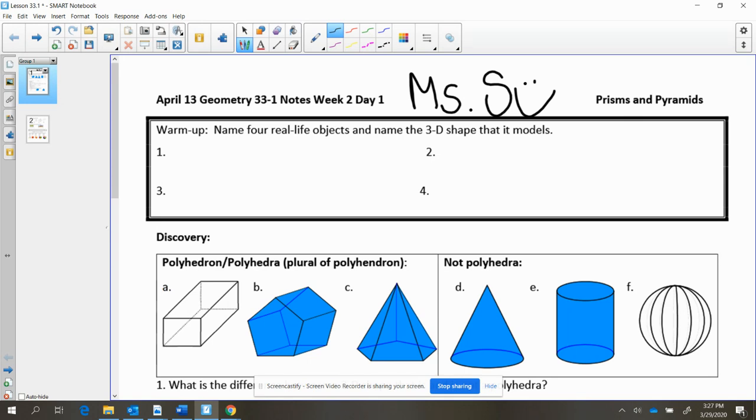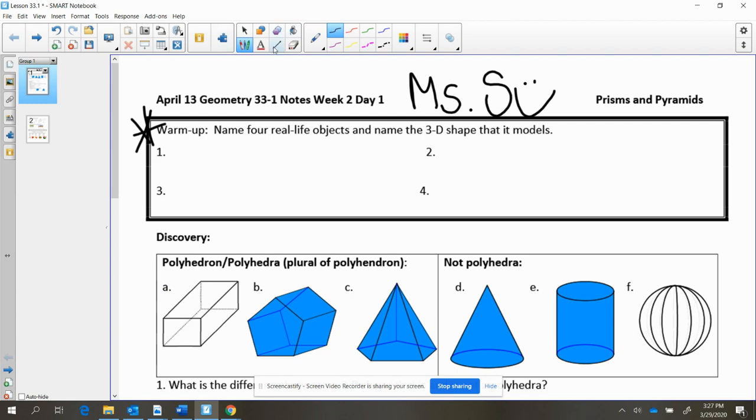Now, as a warm-up, what I want you to do is take a moment to pause the video and write down at the top in the warm-up section four different real-life objects that possibly you're even just seeing right in front of you right now that are examples of three-dimensional shapes, and if you know them, what kind of three-dimensional shape it's modeling. So name an example and then what kind of shape it is modeling. You could do that right now.